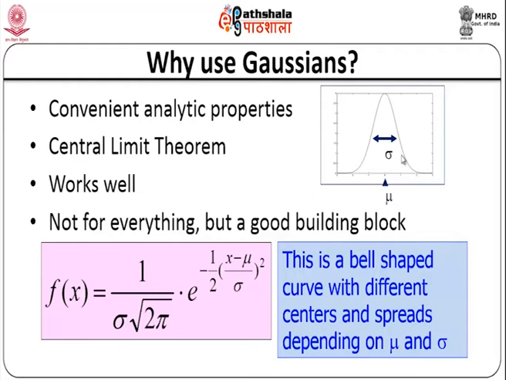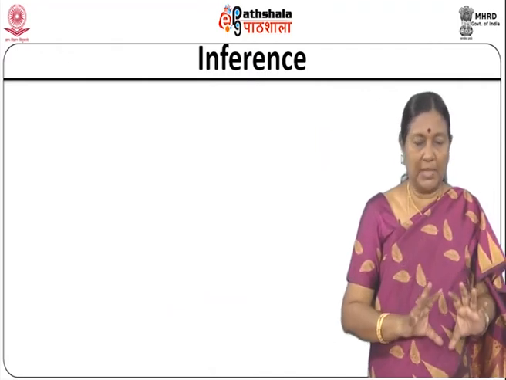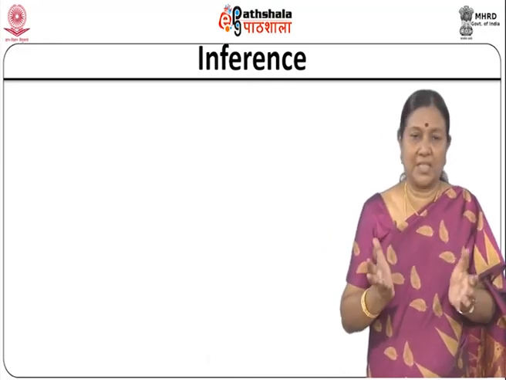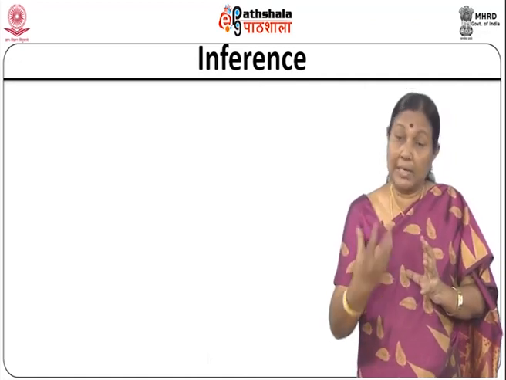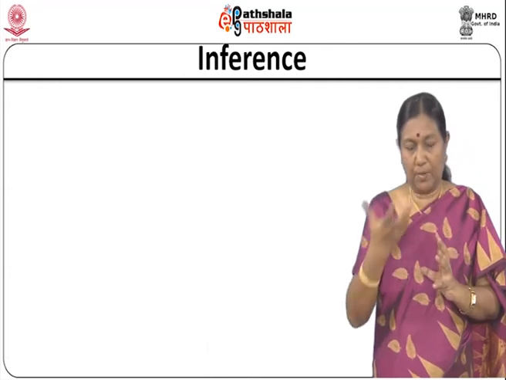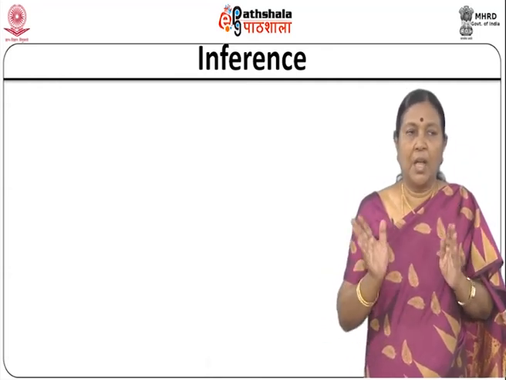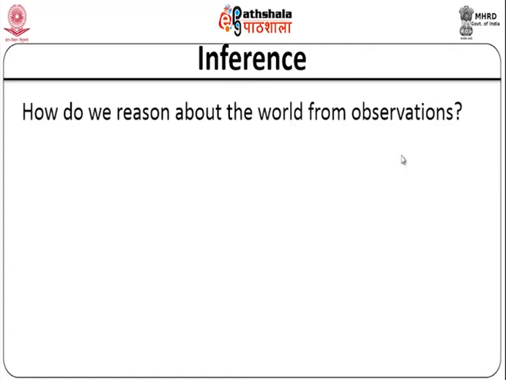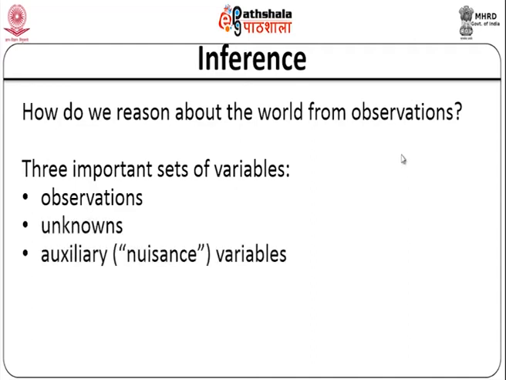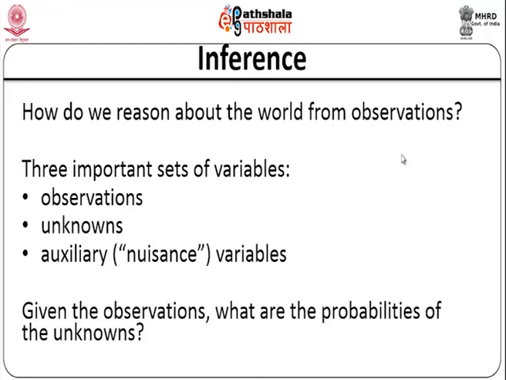Okay. Now, we will talk about inference. We have spoken about probability, typical definitions of probability from different angles, the Bayesian rule, and how to determine probability from data for discrete and continuous cases. Then we spoke about the Gaussian distribution and how to find its parameters. Now, we will go to inference. How do we reason about the world from observations? Three important sets of variables are available. One is the observations, what you have observed. Then there are some unknowns, and there are some auxiliary or nuisance variables. So, given the observations, we have to find the probabilities of the unknowns. That is what we call inference.